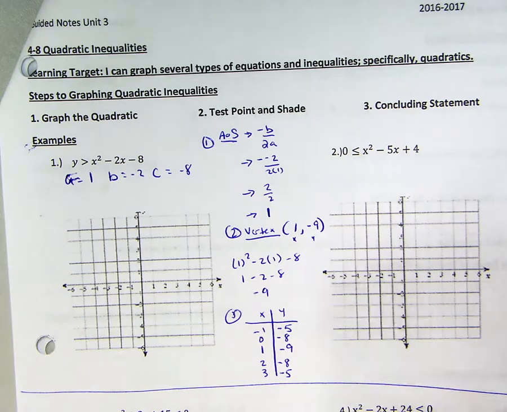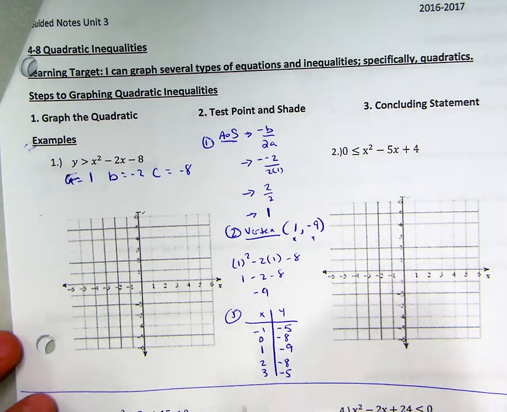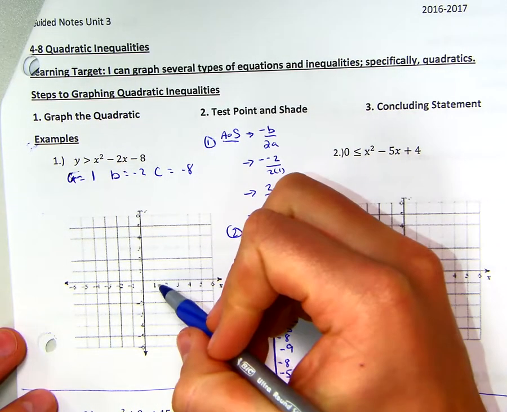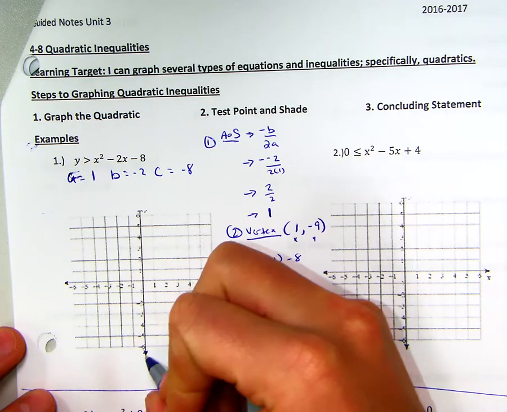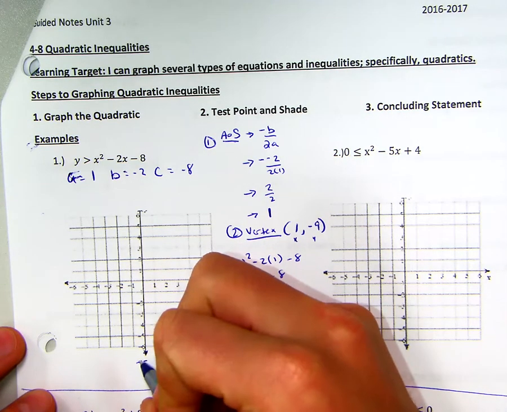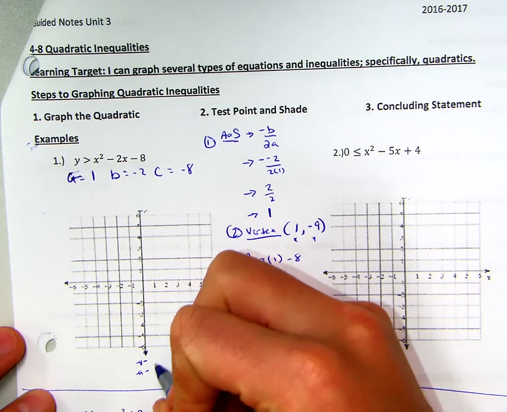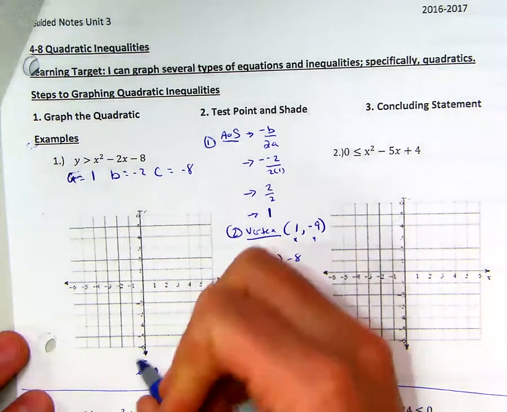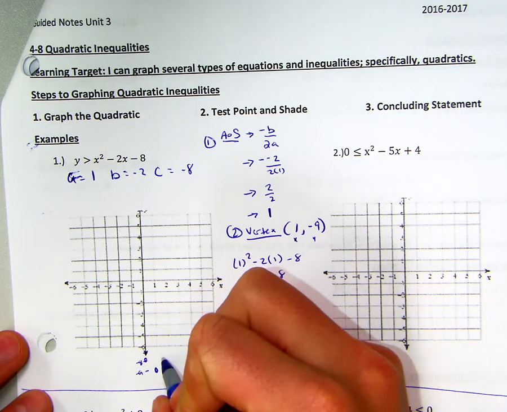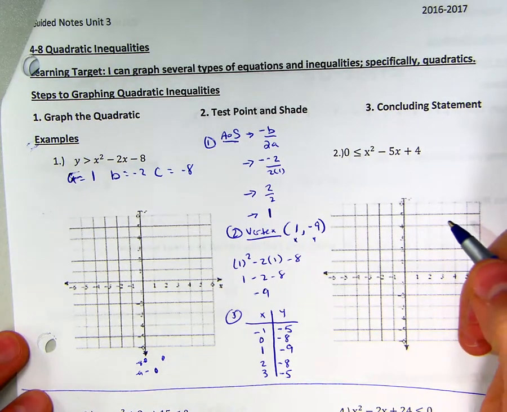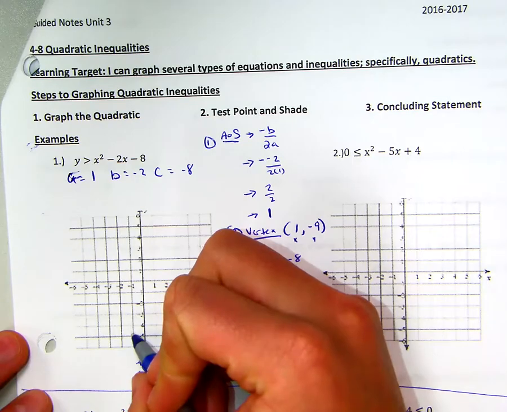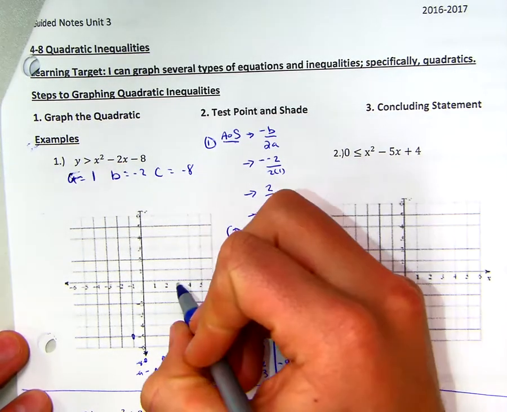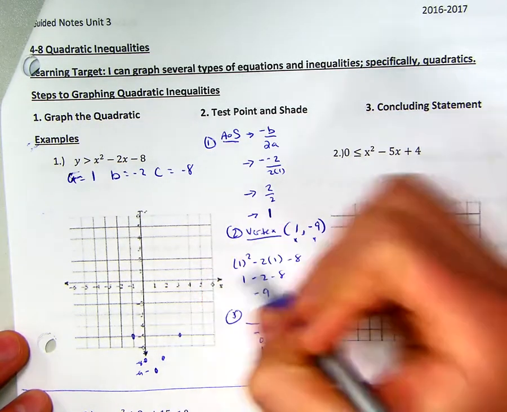All right, so once we get some points, let's graph them. So we have 1, -9, so that's -7, -8, -9, so 1, -9's here. 0, -8's here, and 2, -8's here. -1, -5, finally we're on the map. And then 3, -5 is right here.